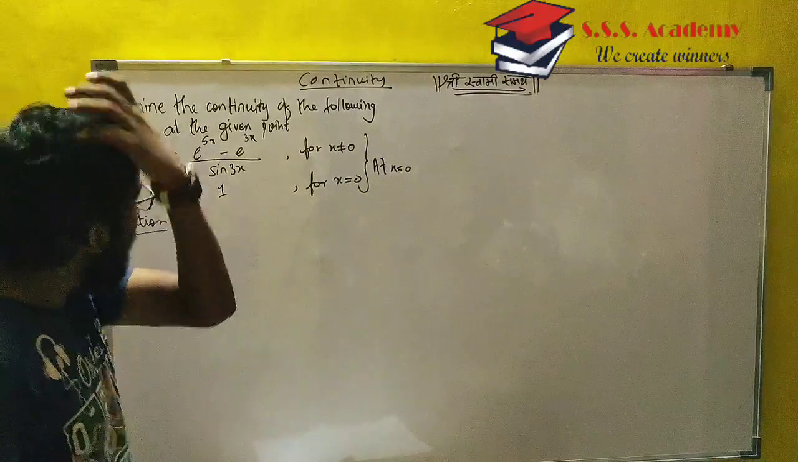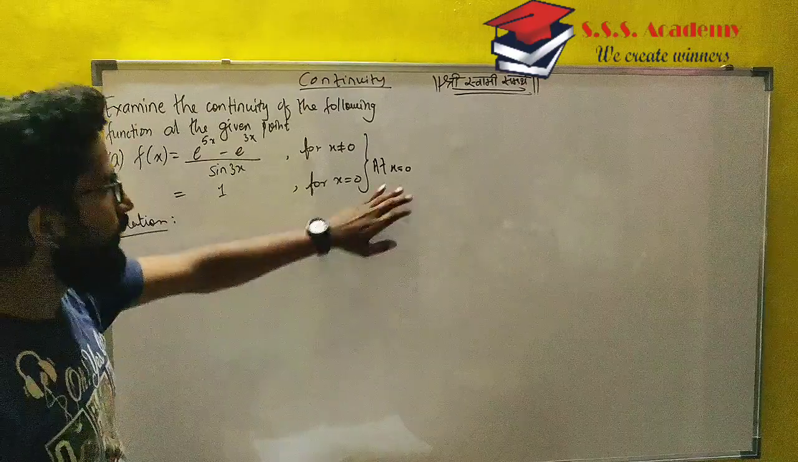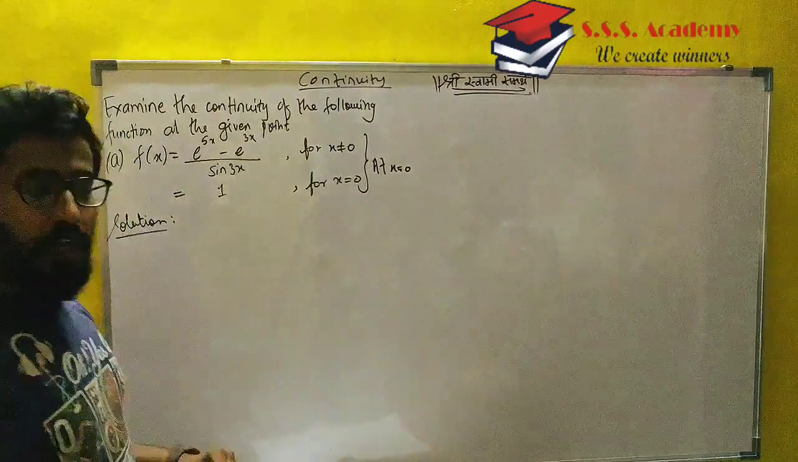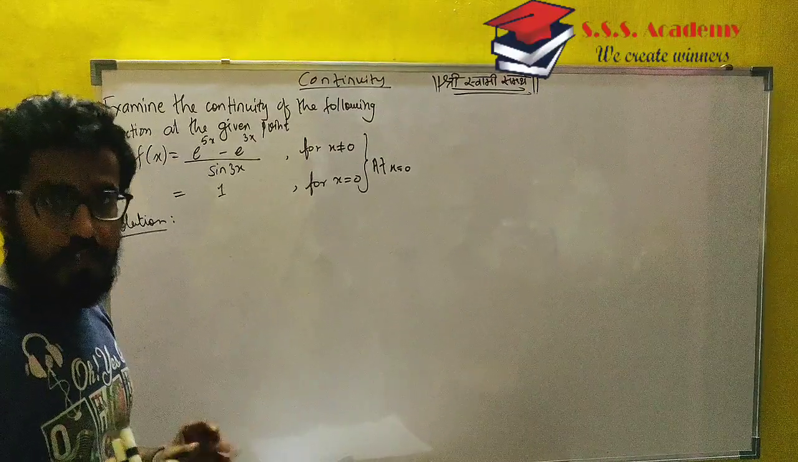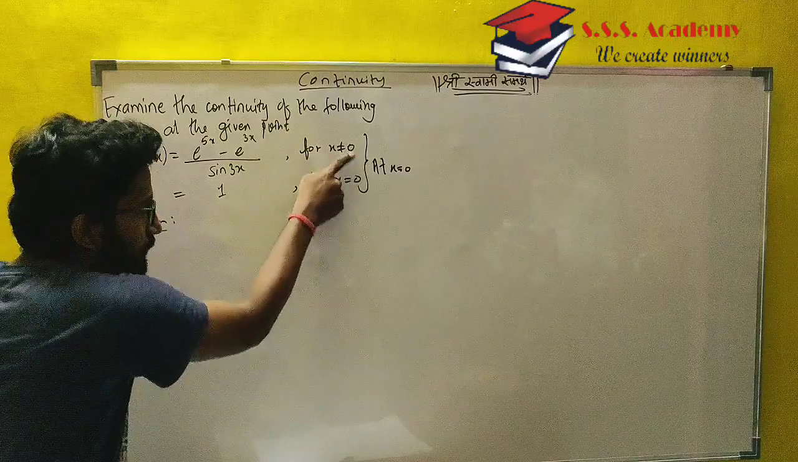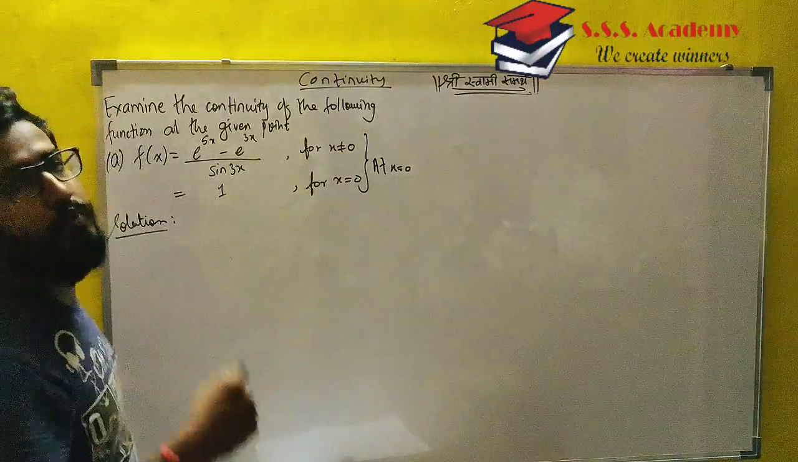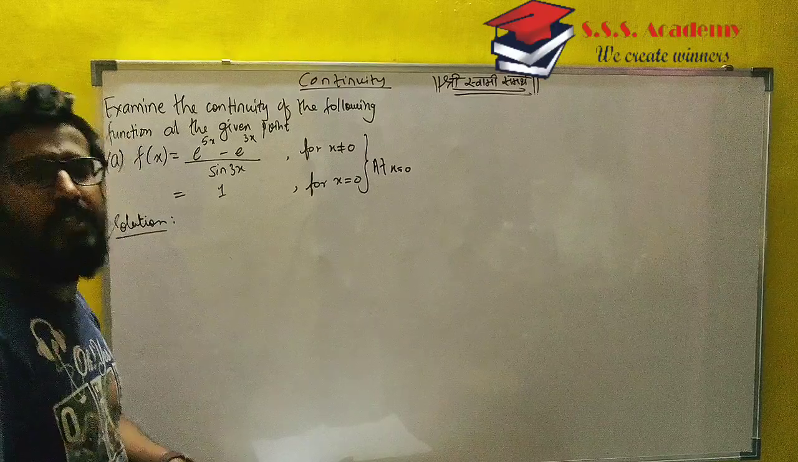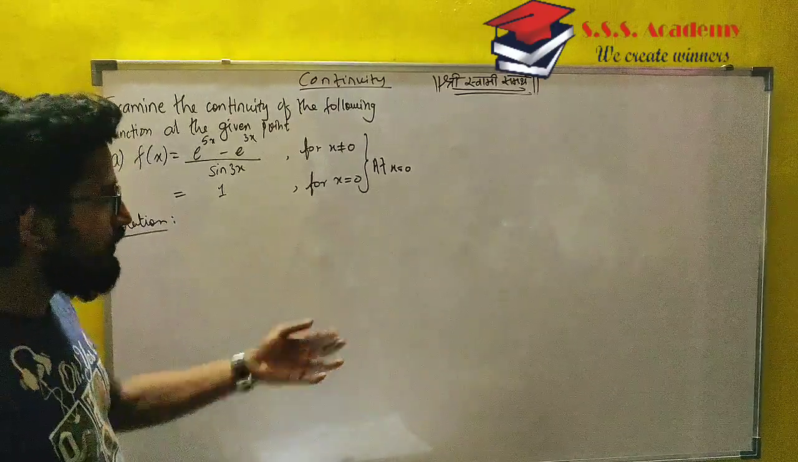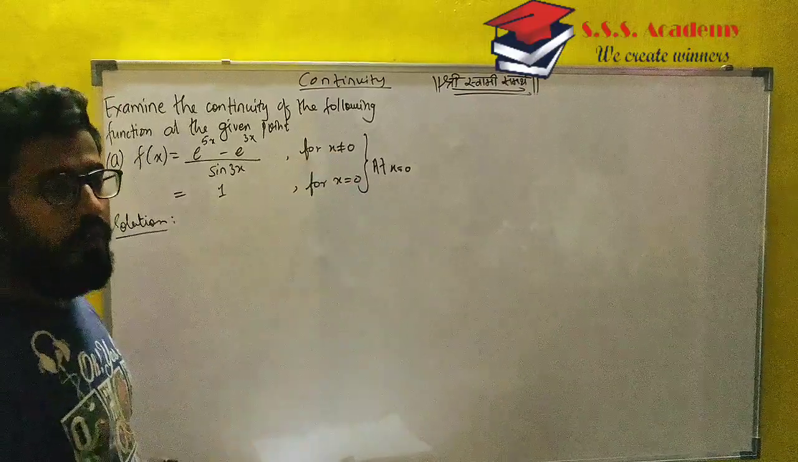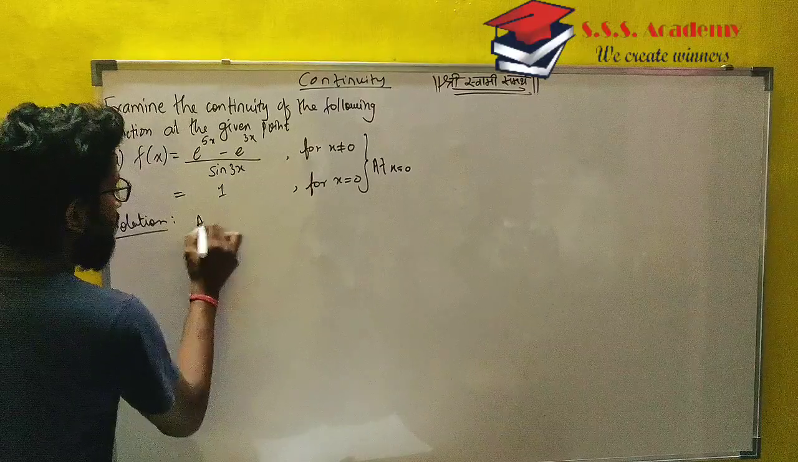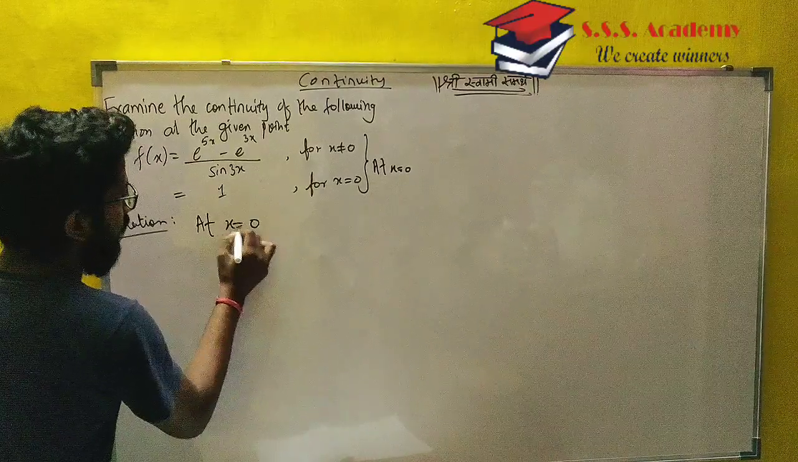Now if the question gives the point at which we have to discuss, we discuss at that point only. Otherwise, if they have not given it, we have to discuss the question at the point where the function is breaking. Sometimes they don't give it, sometimes they do. So if they don't, this is how we can check at what point we have to discuss. So over here we have to discuss at x equals 0.